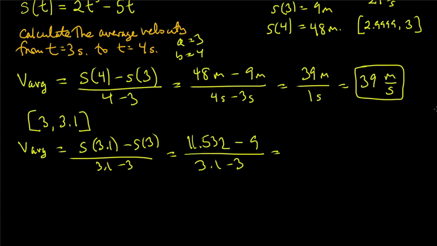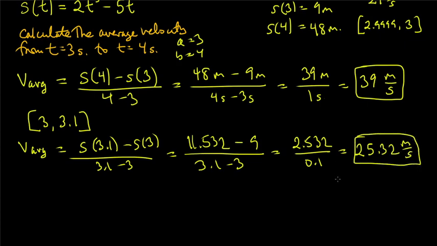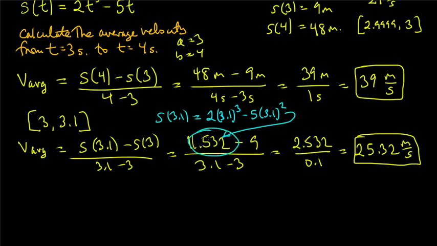11.532 minus 9 is 2.532, divided by 0.1. So this will be 25.32 meters per second. And if you're wondering how I got this 11.532, remember the function was 2t cubed minus 5t squared. So I just plugged that into my calculator, and I ended up with 11.532.